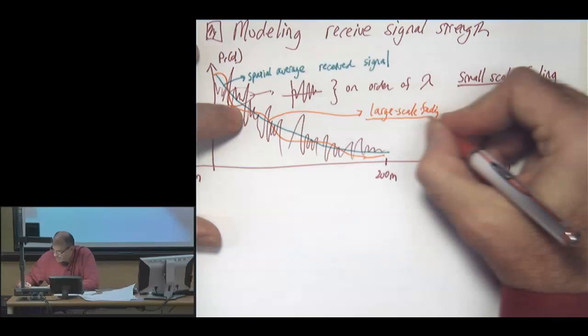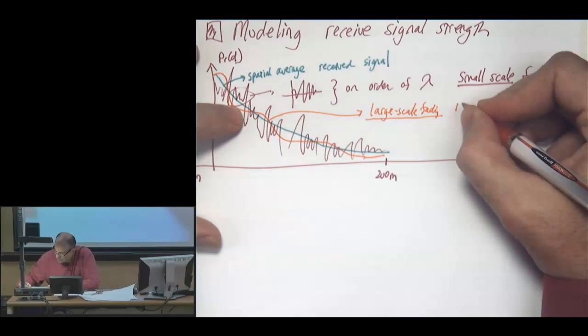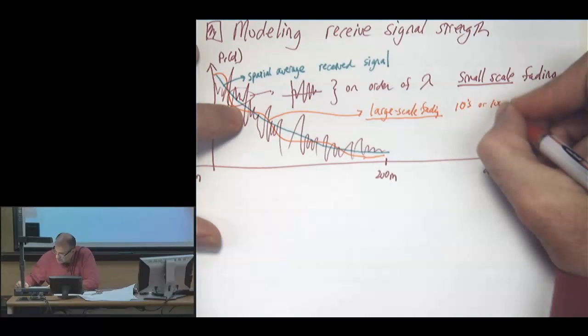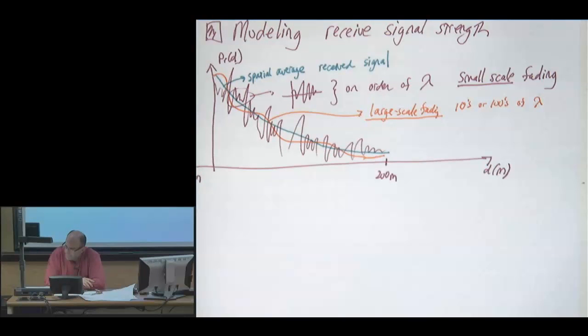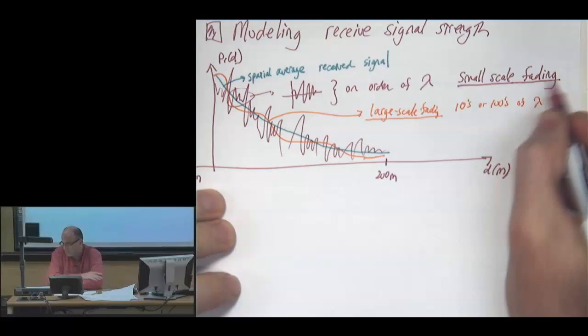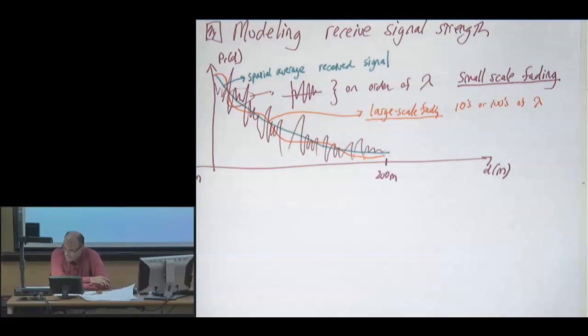And this is going to be behavior on the order of tens or hundreds of wavelengths. In today's lecture, we focus on large-scale fading, and then in subsequent lectures, we'll talk more about small-scale fading. So what we want to do is characterize the behavior of this orange signal.